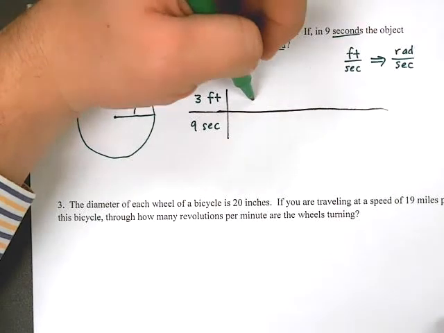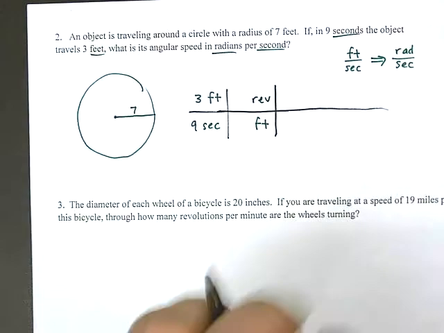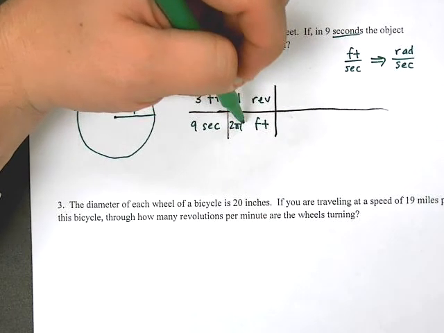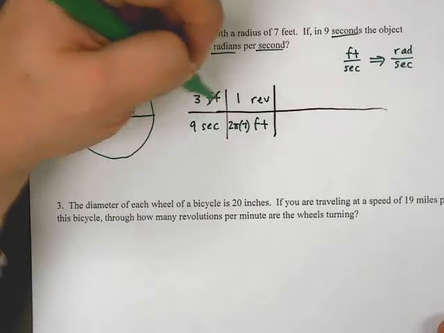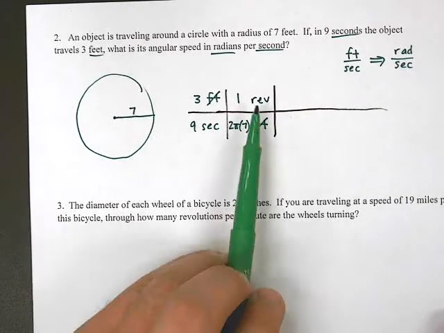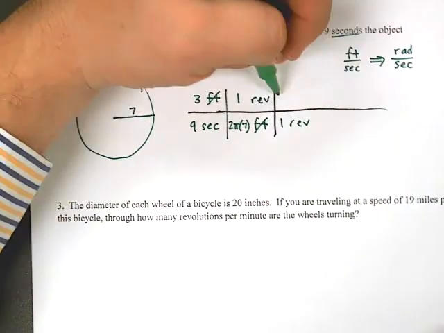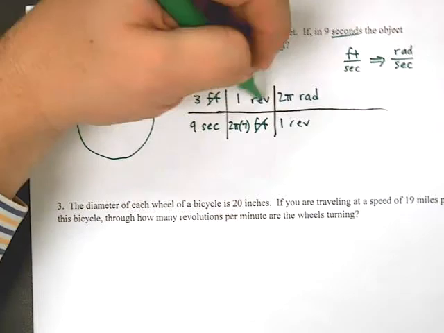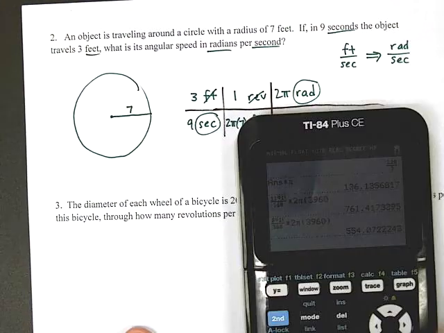So I know I'm going to want revs. I'm going to cancel out feet. And I know that in 1 revolution, it will go 2 pi r, because that is the circumference. So now I'm able to cancel out feet and feet. Last thing we need is to understand that if we have 1 revolution, there are how many radians in 1 revolution? Well, we just did that on the other page, 2 pi. There are 2 pi radians. So now we can cancel out revs, and now we have radians per second. That's exactly what we wanted. It's time for the calculator.